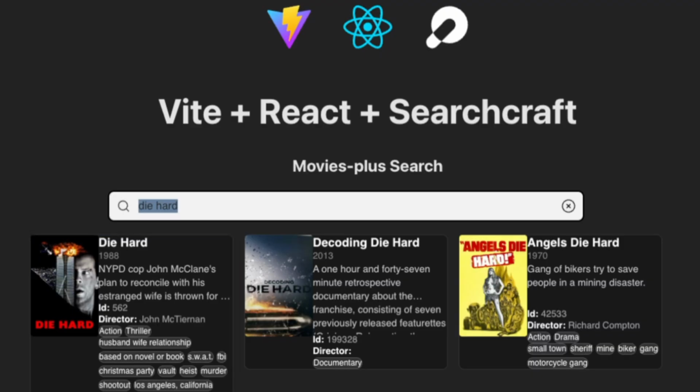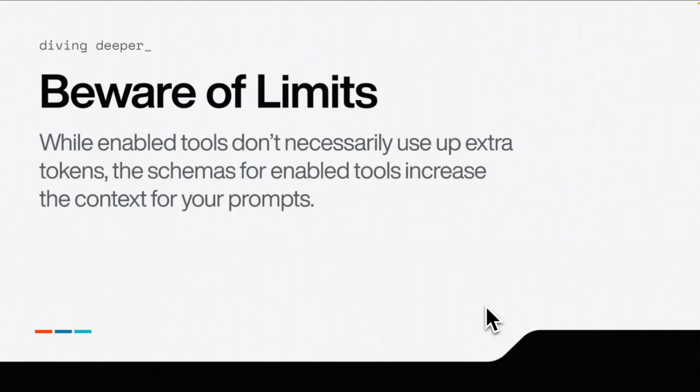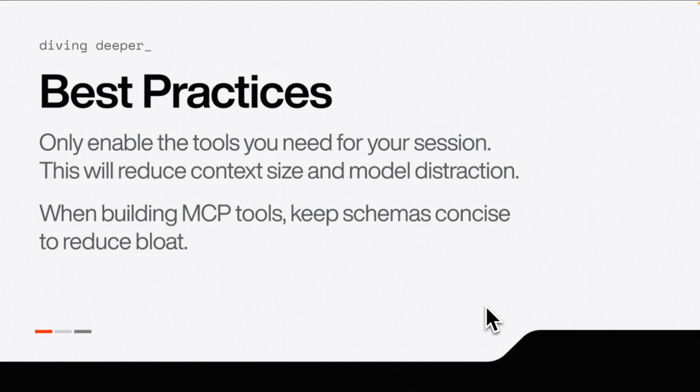While MCP tools don't use up tokens necessarily in your LLM, if you're building these, you should be aware that the schema you create for your MCP server does increase the context of your prompts. So you'll want to be pretty concise with how you define your schemas if you're building an MCP server. As far as people consuming them, best practice is you typically only want to enable the tools that you need for that session, which will reduce the amount of your context window, and it will keep your model from getting confused about which tool to use if you're not specific enough in your prompt.